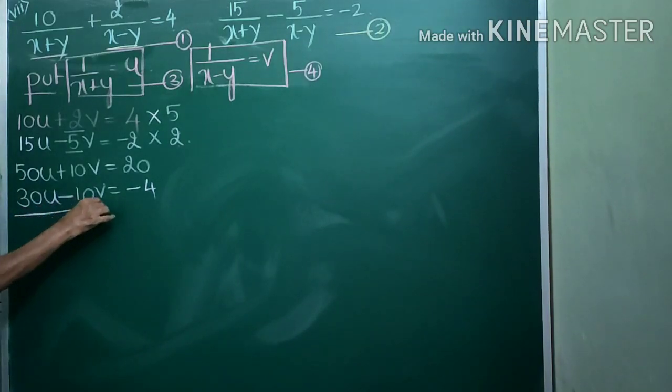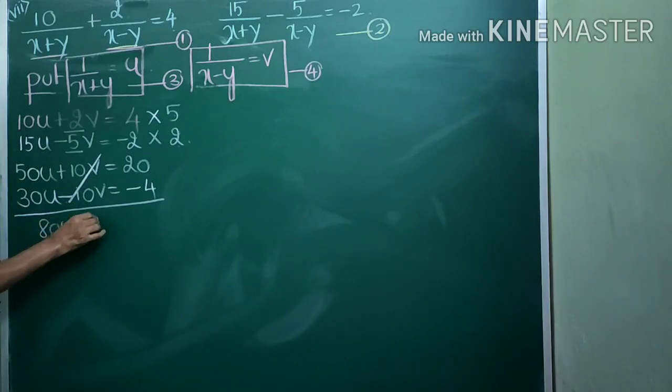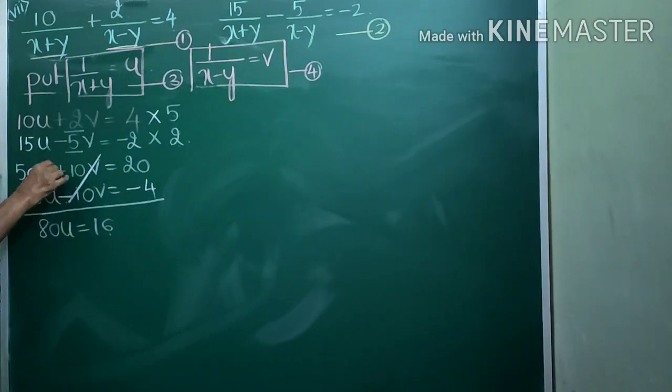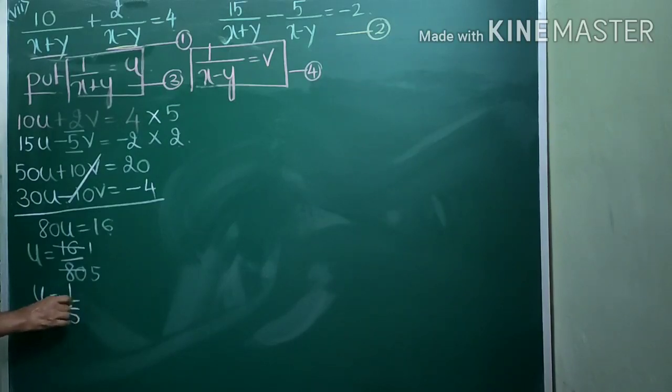So let us see what happens further. Plus 10v is there, minus 10v is there, they get cancelled with each other. So 50u plus 30u is 80u is equal to 16. Now children, here I did not change the sign because there is no need for me to change the sign. It is getting cancelled automatically. So this is 80u. Now this becomes u is equal to 16 divided by 80. So this, if I further simplify, 16 1s are 16 and 16 5s are 80. So what I get is u is equal to 1 upon 5.